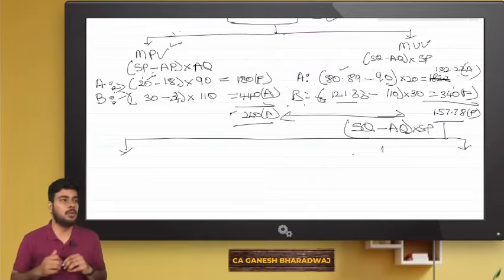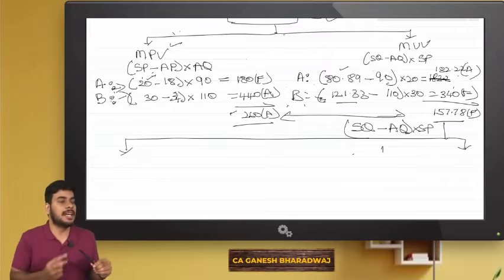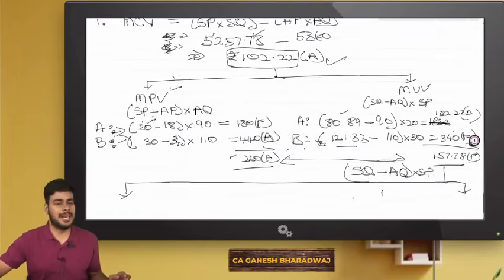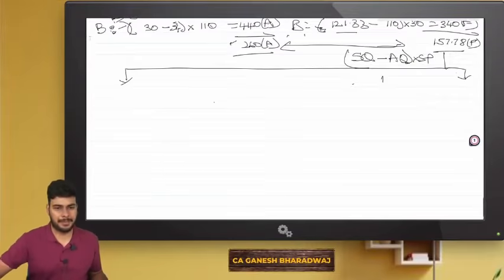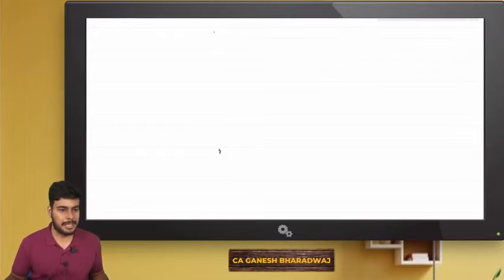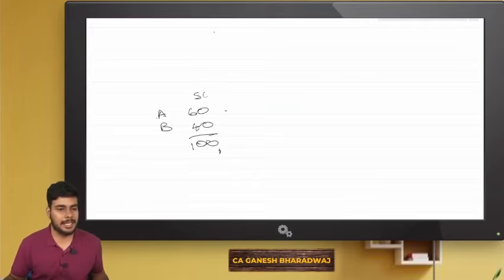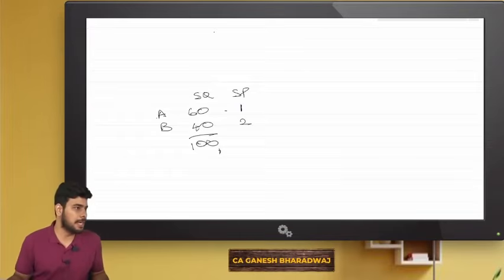Now, this usage variance can happen because of two reasons. Let me just take an example. Let's say raw material A, raw material B. Let's say 60, 40, a total of 100 is what you should have consumed. This is standard quantity. Standard price, let us say raw material A costs 1 rupee, raw material B costs 2 rupees. Clear with this?